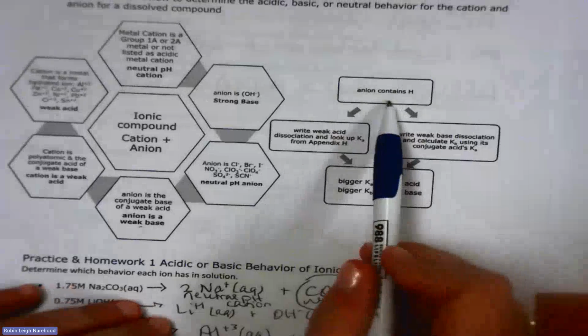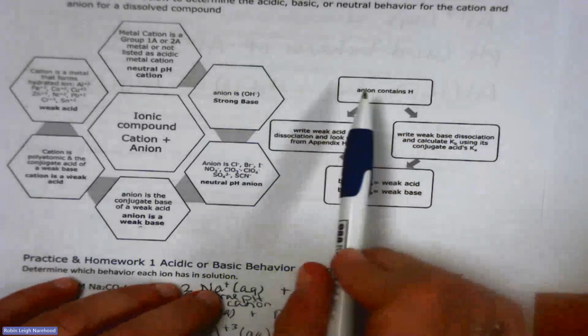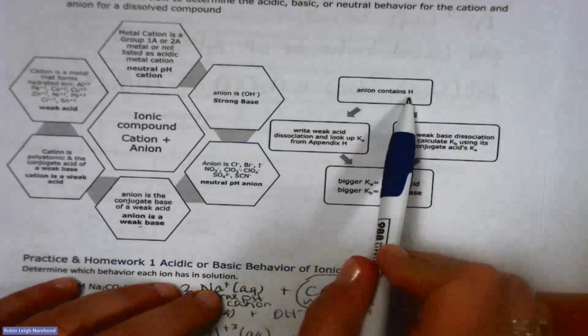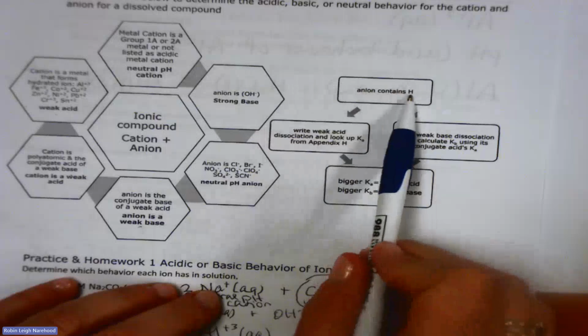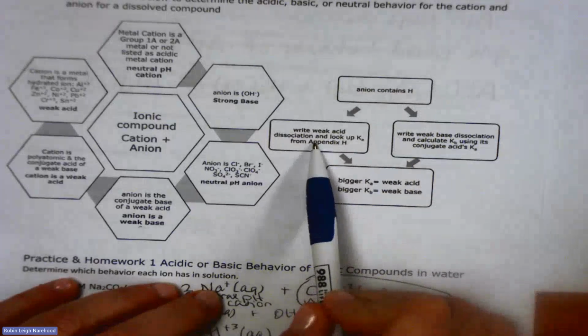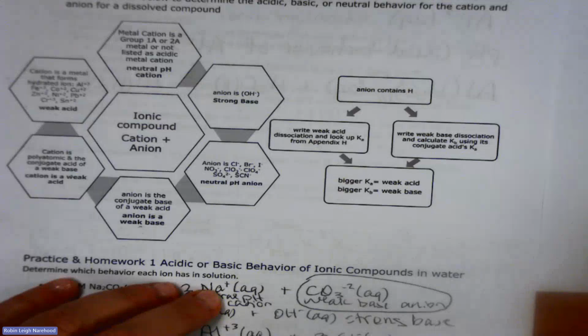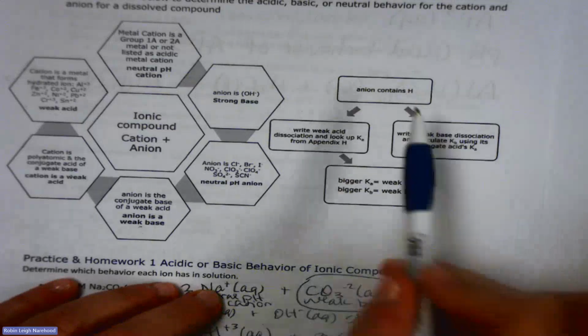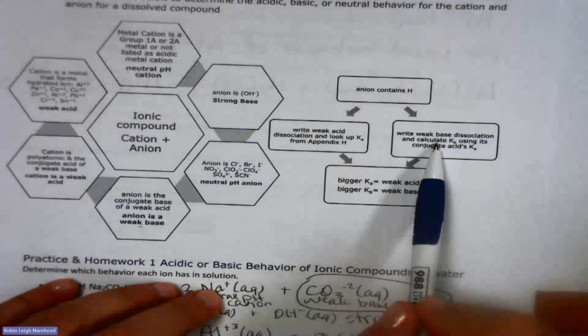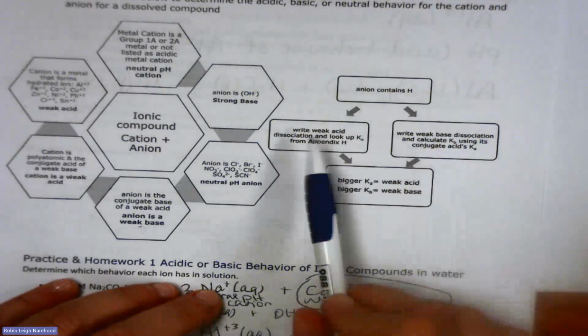But then there's the special one, and I put it over here. So if the anion has hydrogen, then the hydrogen could be lost and it acts like an acid. Because if it has a hydrogen, it has the potential to lose it like an acid would. Or if it has a negative charge, it has the ability to be a weak base. So it can be both.